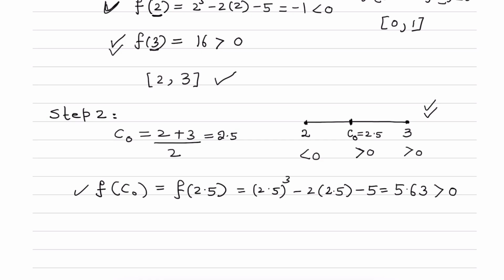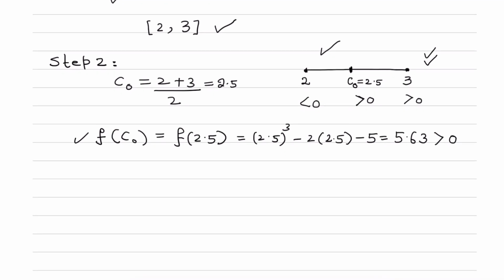So your next interval is 2 to 2.5, or it is 2.5 to 3. So we have to pick the interval. On the ends of that interval, we have to have the opposite function signs. So it turns out it is this interval.